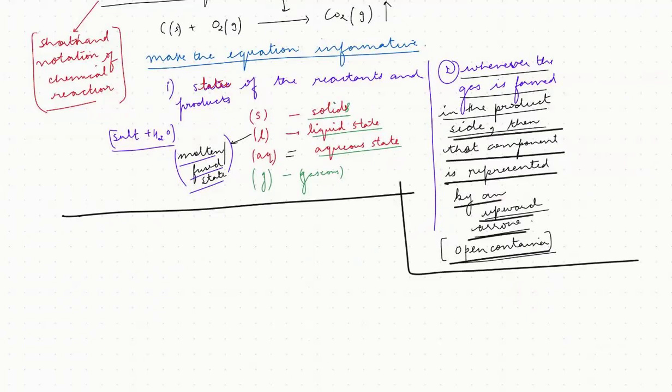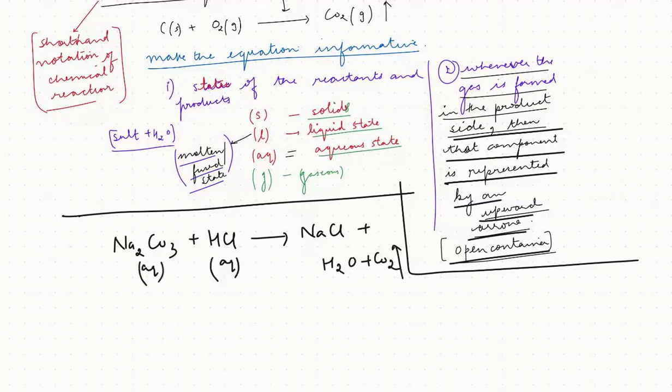So whenever the gas is formed in the product side, that component is represented by an upward arrow. Let's suppose I say some reaction: Na2CO3 with HCl gives NaCl plus H2O plus CO2, and I write CO2 with an upward arrow. This is aqueous, that means dissolved in water. This would also be aqueous. This is liquid, and this is gaseous. So I hope you're understanding this. CO2 shall evaporate, so CO2 is shown with an upward arrow.